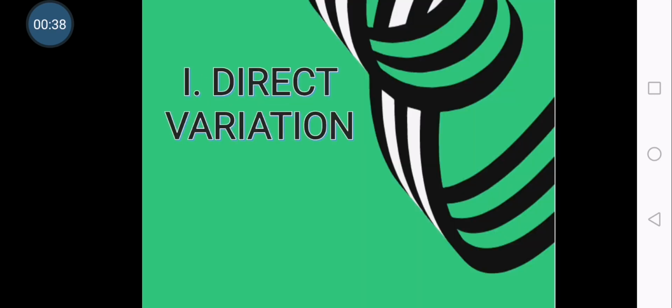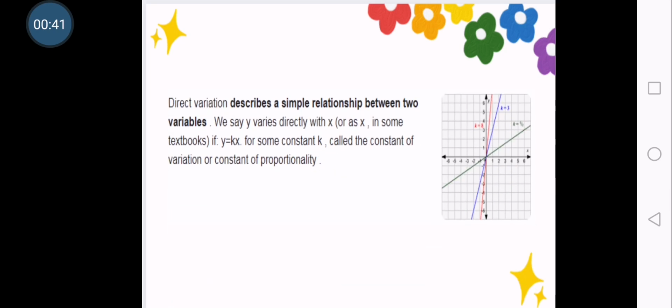So, unahin po natin ang direct variation. So, ano nga ba ito? So, direct variation describes the simple relationship between two variables. So, yan po ang relationship ni x and y. So, we say y varies directly with x, or in some textbooks, it is written as y is equal to kx. At ito pong k ay tinatawag na constant. At kapag i-graph po natin ang direct variation, ang result po ay kagaya nitong nakikita nyo. It is always in a straight line.